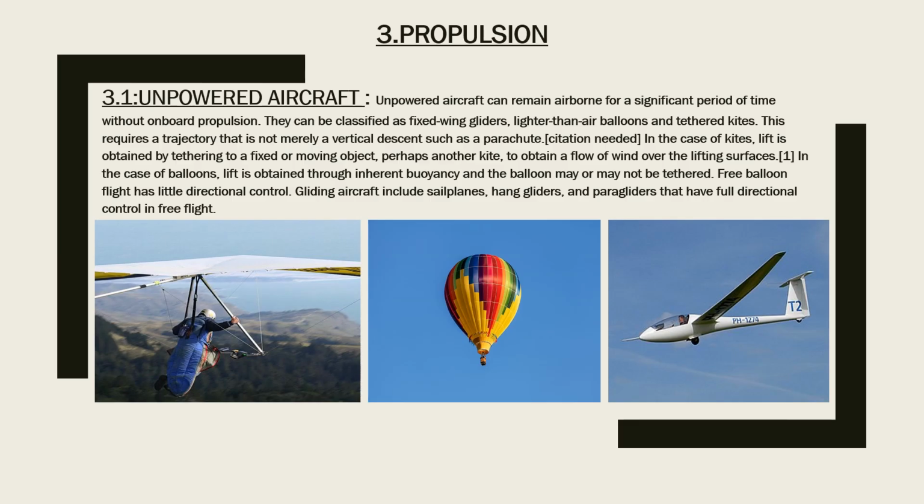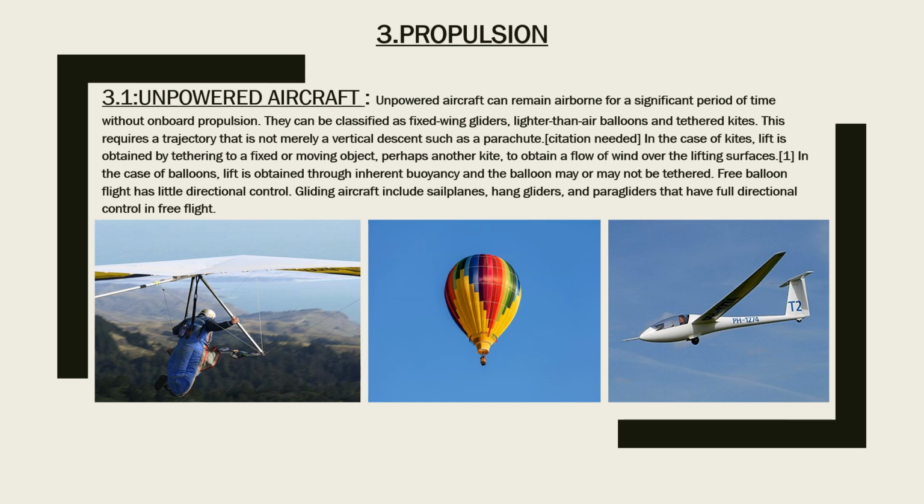Now we come to the propulsion part of our video. Let's start with propulsion. 3.1 Unpowered aircraft. Unpowered aircraft can remain airborne for a significant period of time without on-board propulsion. They can be classified as fixed-wing gliders, lighter than air balloons, or tethered kites. This requires a trajectory that is not merely a vertical descent such as a parachute.